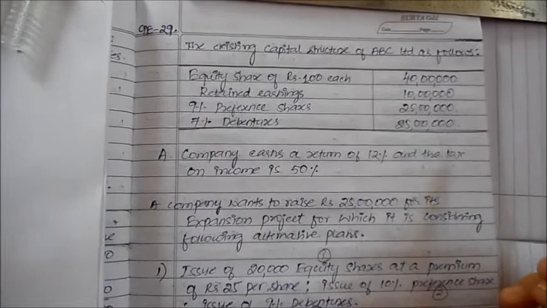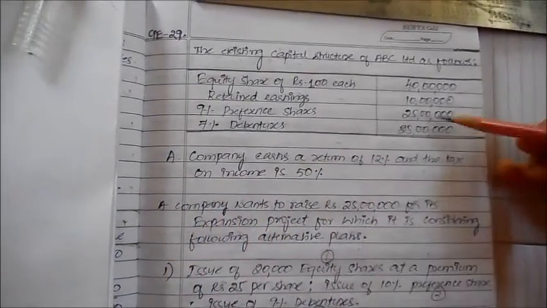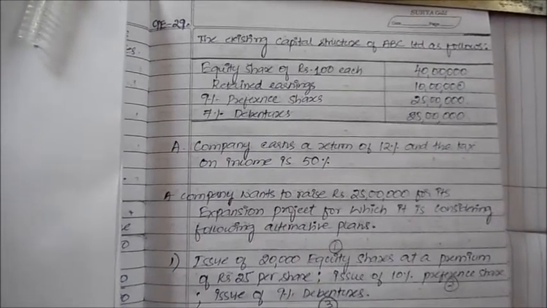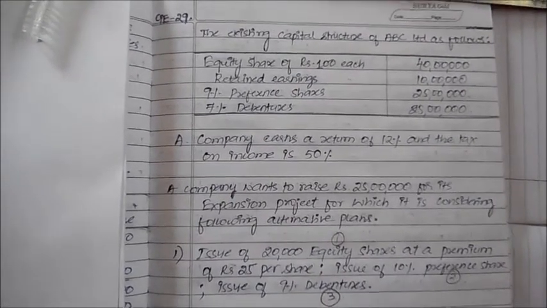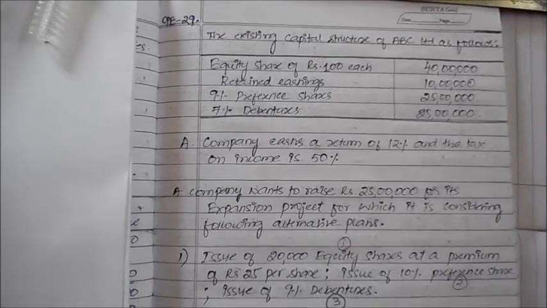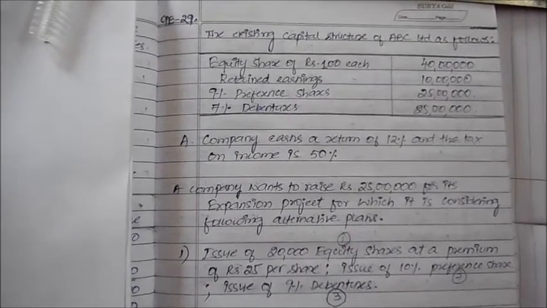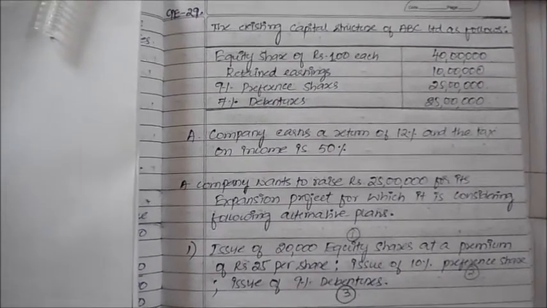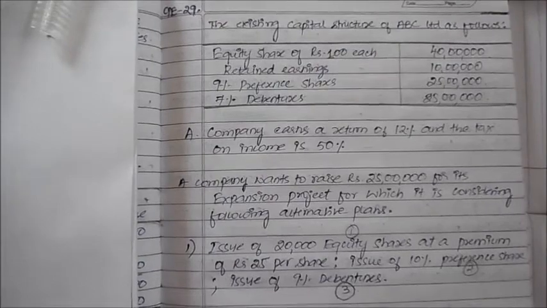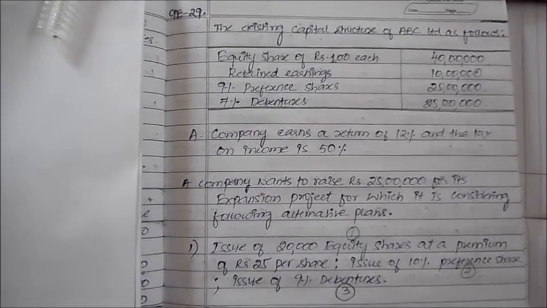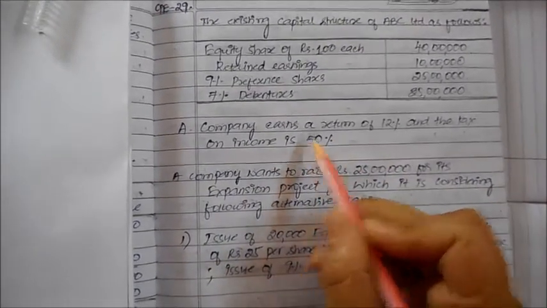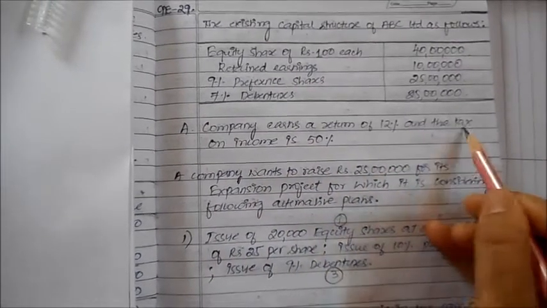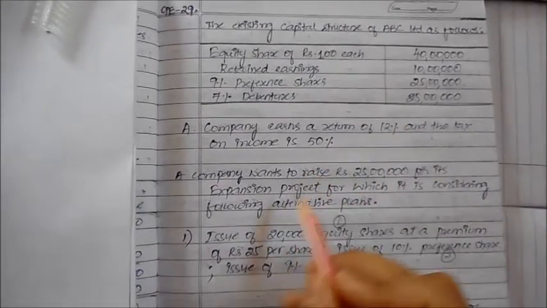Now what is the question telling? The company is in need of additional capital. There could be a wide variety of reasons. It could be diversification, or expansion in the sense they would want to increase the number of production units, or maybe they want to make some long-term investment. It depends upon the type of industry or company. So for this particular company, the next information is they are earning a return of 12% and the tax on income is 50%. This is additional information.